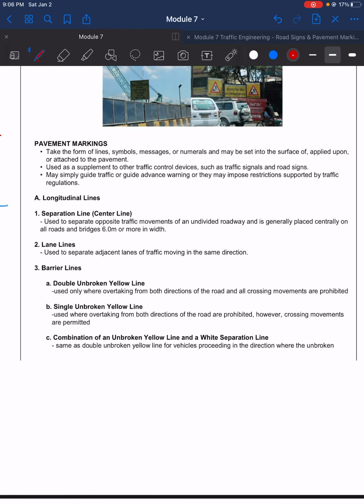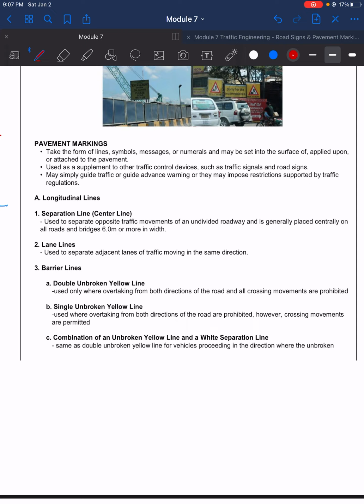Now, pavement markings take the form of lines, symbols, messages, or numerals and may be set into the surface of, applied upon, or attached to the pavement. Pavement markings are used as a supplement to other traffic control devices such as traffic signals and road signs. Pavement markings may simply guide traffic or give advance warning, or they may impose restrictions supported by traffic regulations.